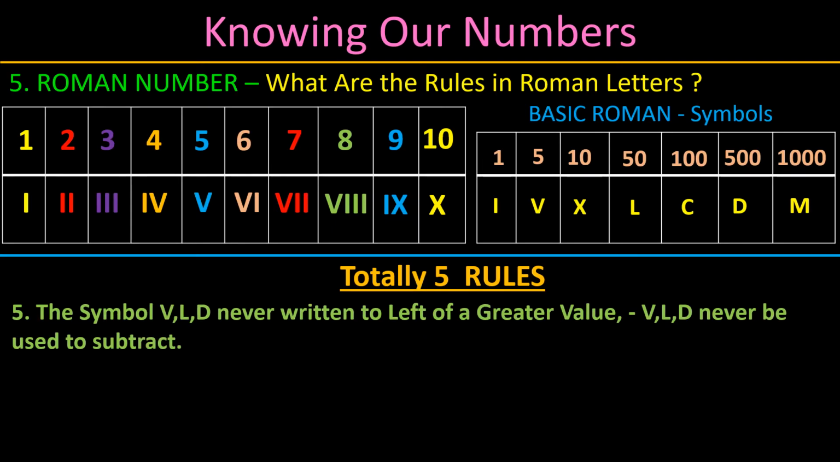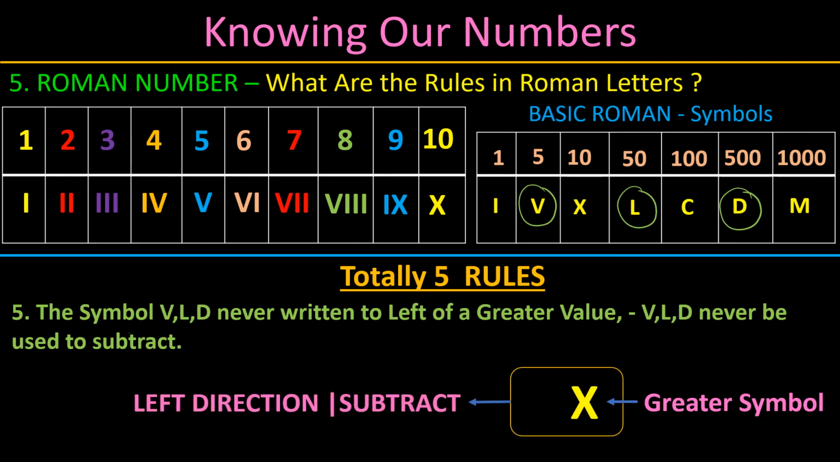The fifth rule is that the symbols V, L, D are never written to the left of a greater value. Earlier we saw these are never repeated. Now we are seeing we should not write these symbols before the main value. The main value should be the greater value. Let's see how exactly it shows. X is the greater here in this chart, and anything you write in the left direction is subtraction.